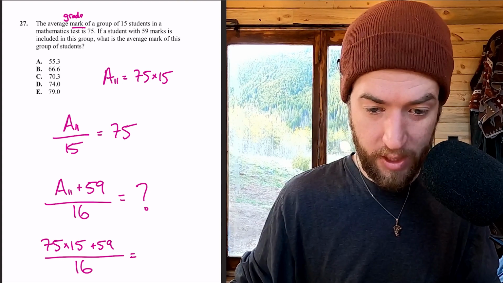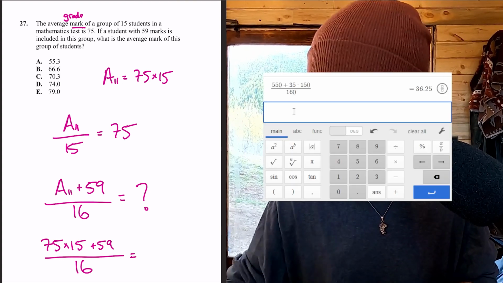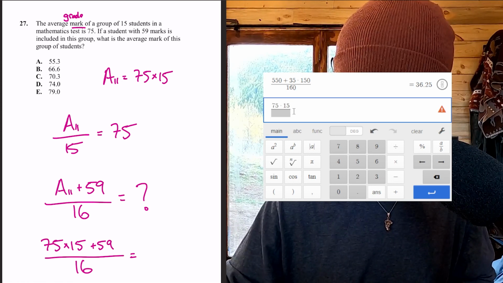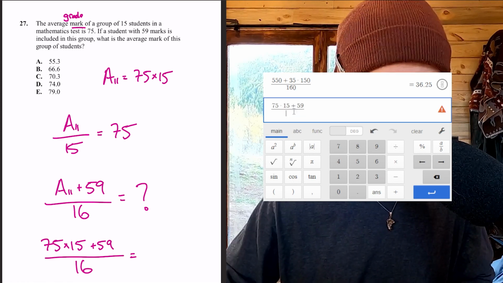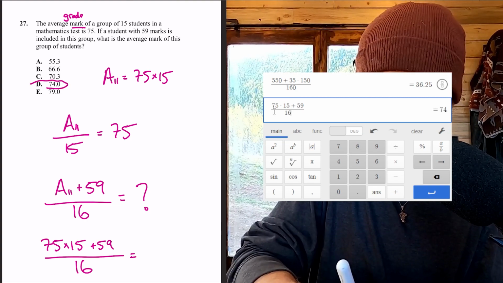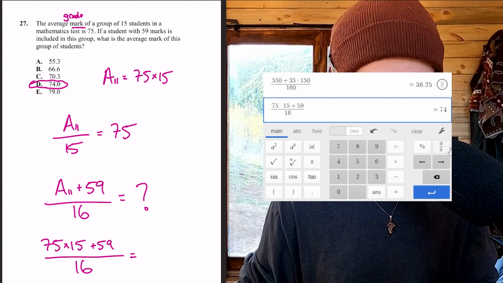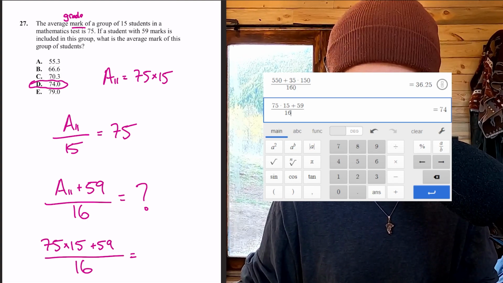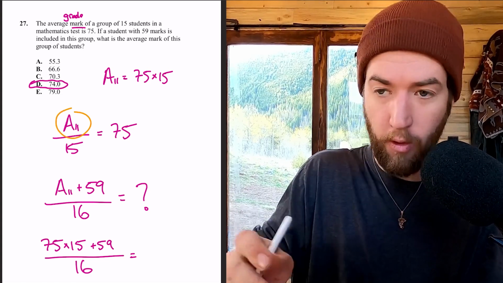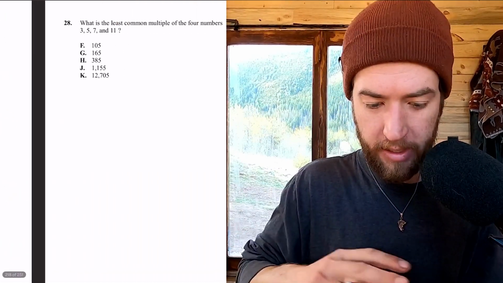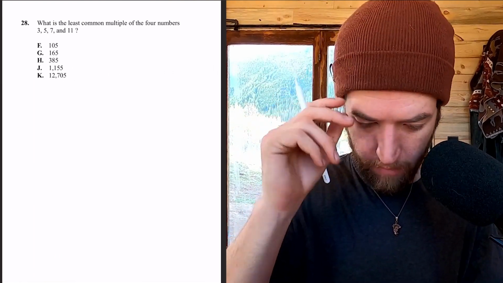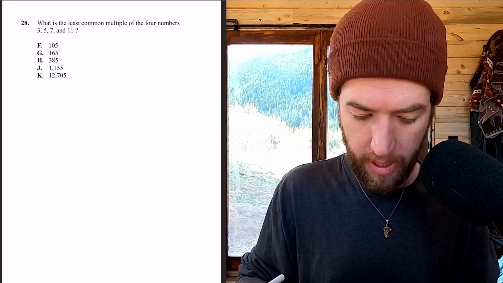Oh gosh, do I have time to explain that? I don't think so, but I do have time to do the calculation here. 75 times 15, plus 59, on the bottom 16, please be an answer. 74, right on the dot, answer D. I basically just recalculated the new mean, assuming that we had the whole other one categorized in one group. Okay, on to the next. All right, what is the least common multiple of the four numbers, 3, 5, 7, and 11?